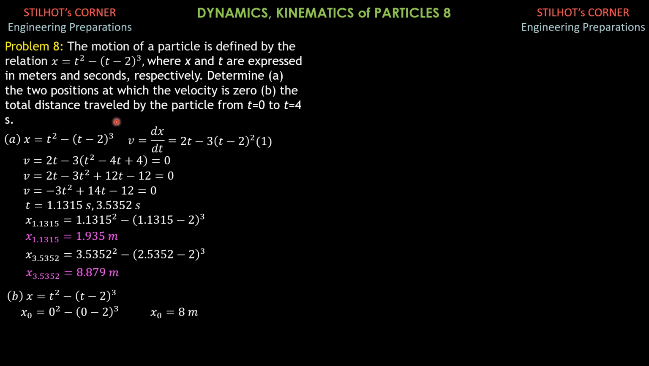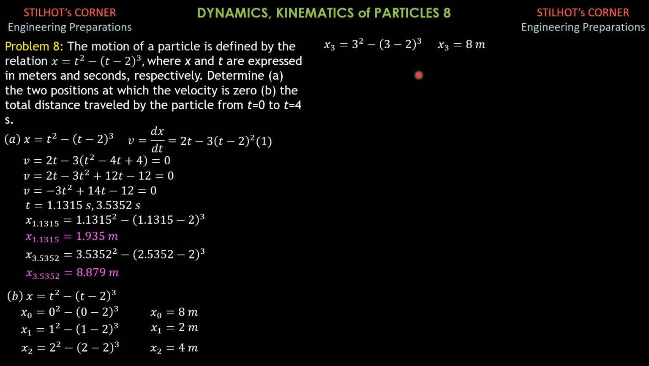Then when t is 1, 1 squared minus quantity 1 minus 2 cubed, sorry, that is negative 1 cubed, which is negative 1, so 1 plus 1 is 2 meters. Then at 1.1315, it is 1.935, take note. Then t is 2, 2 squared minus quantity 2 minus 2 cubed is 4, so x sub 2 is 4 meters. Then when t is 3, 3 squared minus quantity 3 minus 2 cubed is 3 squared minus 1, so 8 meters.